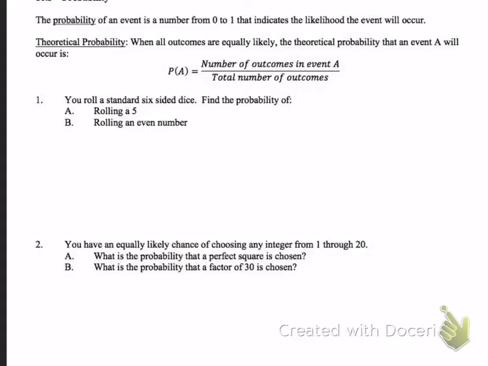Okay, 10.3 is we're just going to be doing intro to probability. So like rolling dice, playing cards, drawing marbles, that type of thing. So theoretical probability is like what you would expect to happen. So you're not actually conducting the experiment, you're not actually doing it, but you would expect something to happen.